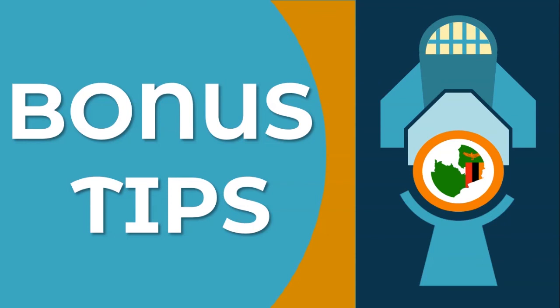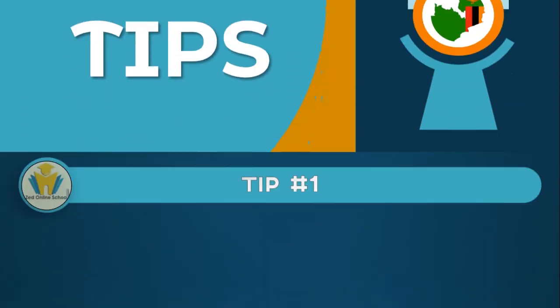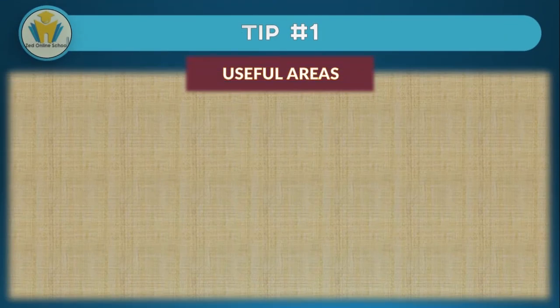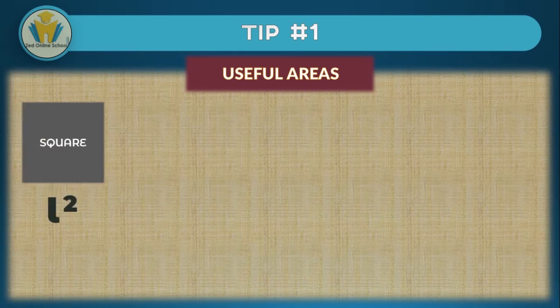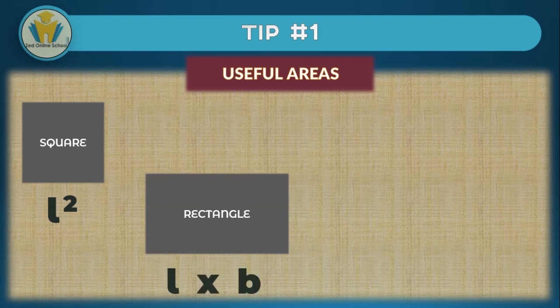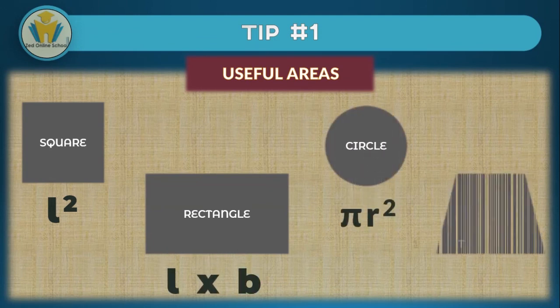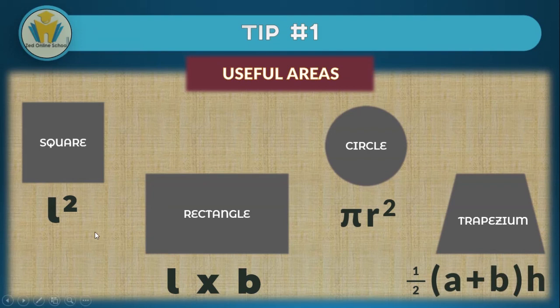You have successfully reached the bonus tip section. In this video, I've got 2 tips for you. The first is some useful areas in mathematics that you should always remember: the area of a square, rectangle, circle, and a trapezium. This L squared comes about because we've got equal sides in a square. The side here is the same as the side length here. So L times L, if we use some algebra, is just simply L squared.